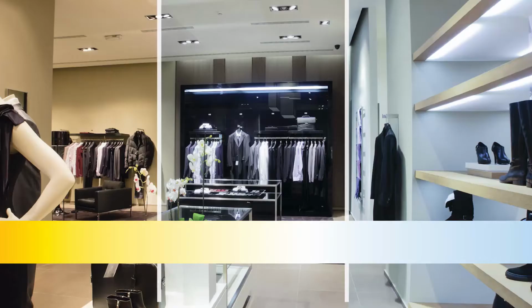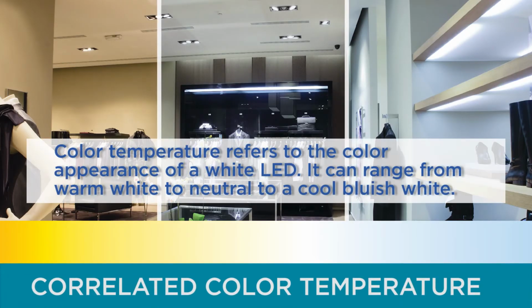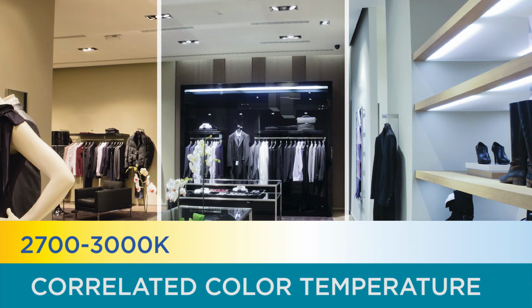Correlated color temperature, or CCT, is the absolute temperature of a black body whose chromaticity most nearly resembles that of the light source. This means that light sources with a low CCT, 2700 to 3000 Kelvin, emit light with a warmer appearance. Those with a higher CCT, 4000 to 6500 Kelvin, emit light with a cooler color appearance.